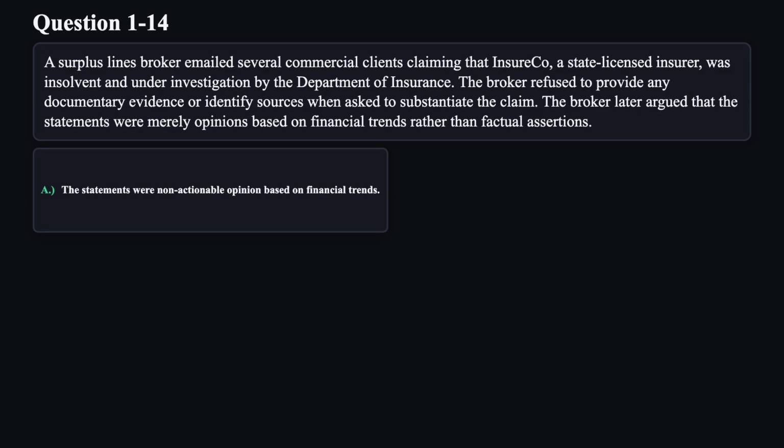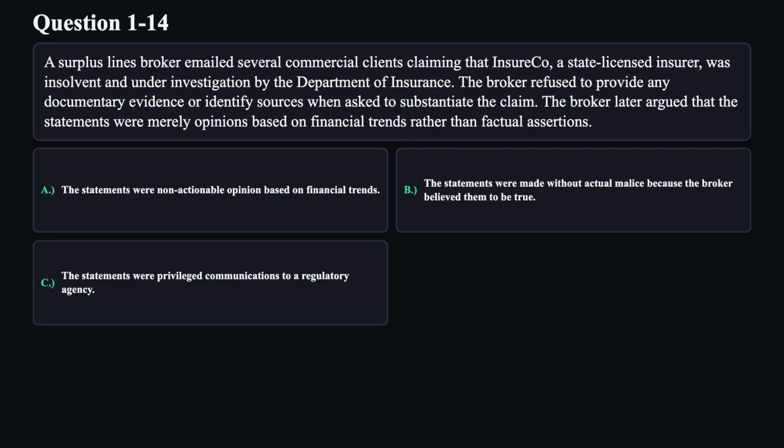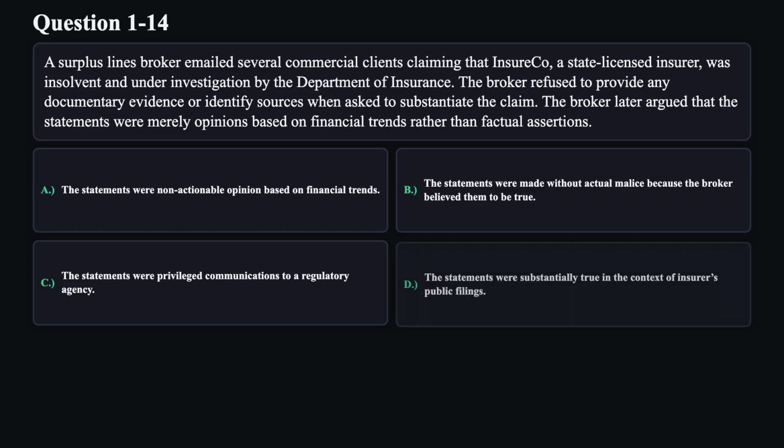A. The statements were non-actionable opinion based on financial trends. B. The statements were made without actual malice because the broker believed them to be true. C. The statements were privileged communications to a regulatory agency. D. The statements were substantially true in the context of insurers' public filings.